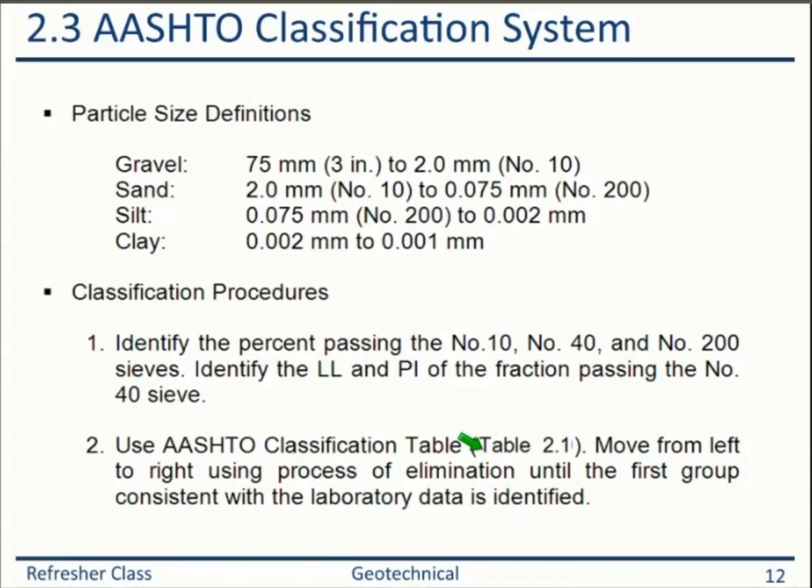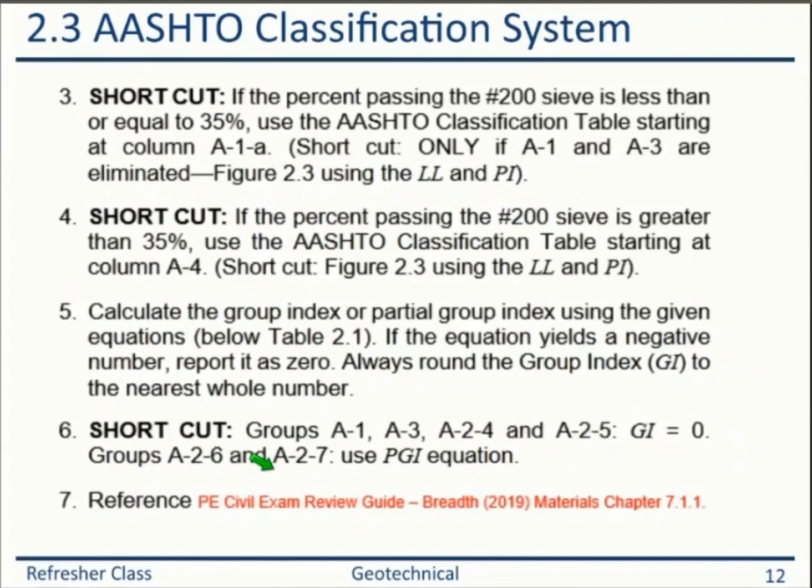During the process of classification, you have to move from left to right using the process of elimination until the first group in the AASHTO table conforms to the laboratory data that has been given for that soil sample. What does this mean? I will take an example. When we go over the example, you will understand it clearly. There are shortcut methods to classify the soil.